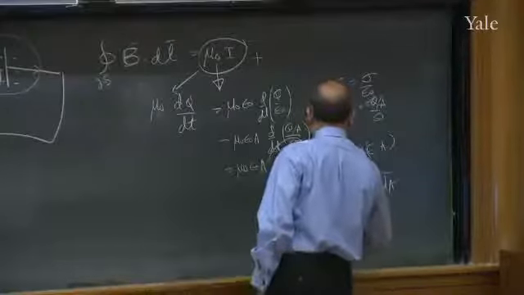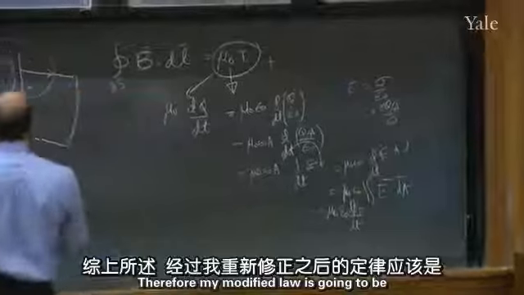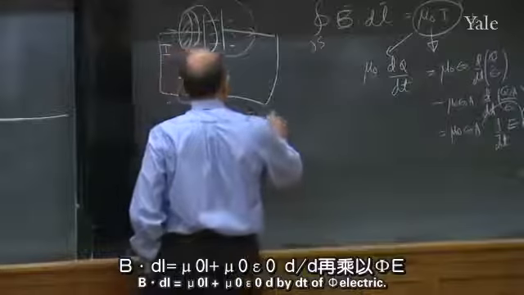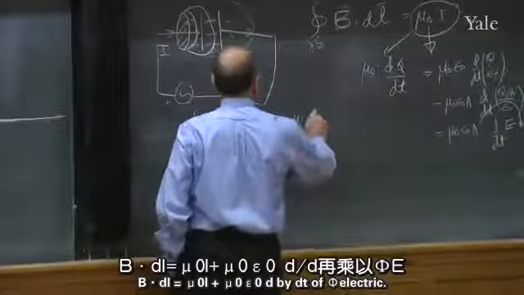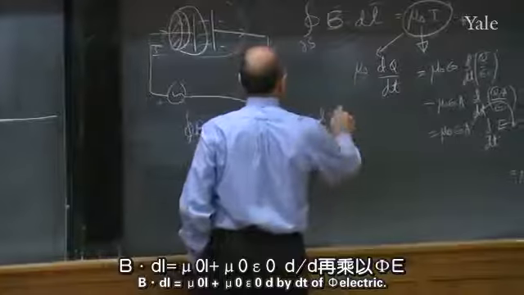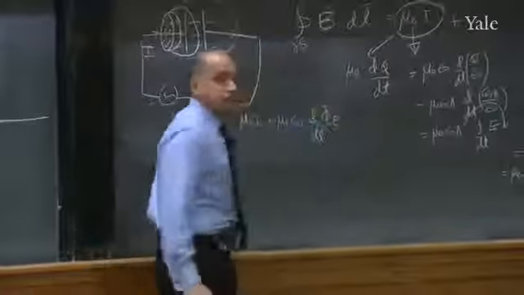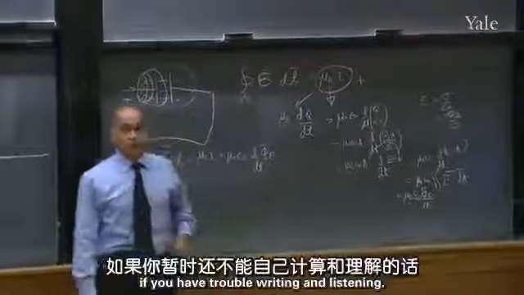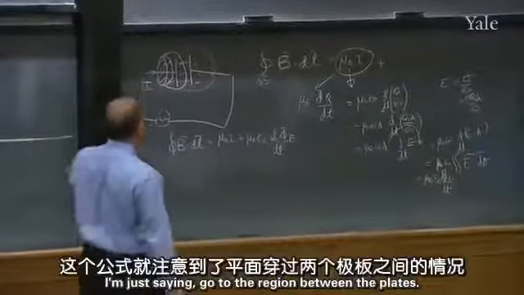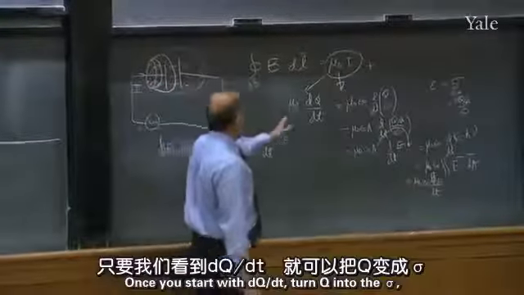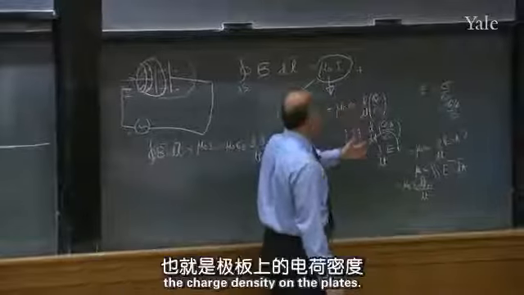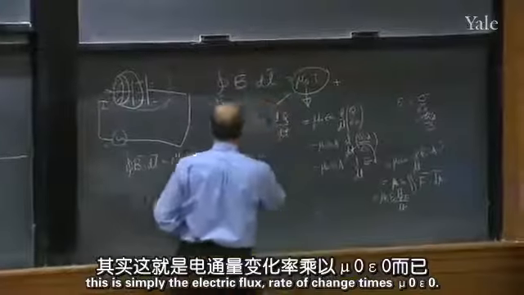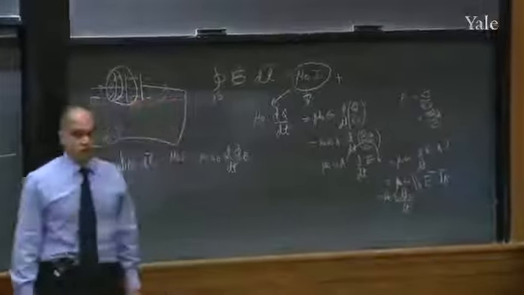d by dt. Therefore, my modified law is going to be the closed line integral of B dot dl equals mu 0 I plus mu 0 epsilon 0 d by dt of phi electric. That's the bottom line. You can fill in these blanks if you have trouble writing and listening. I'm just saying, go to the region between the plates. Once you start with dq dt, turn q into the sigma, the charge density on the plates. That's simply related to the electric field. Then you'll find this is simply the electric flux rate of change times mu 0 epsilon 0.